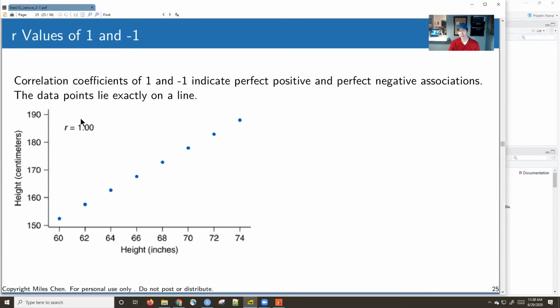This rarely happens in real life. Here the example is if we measure someone's height in inches, we could perfectly predict their height in centimeters, because all we're doing is multiplying their height in inches by 2.54. So if we know their height in inches, we can perfectly predict their height measured in centimeters. And they would lie exactly on a straight line.